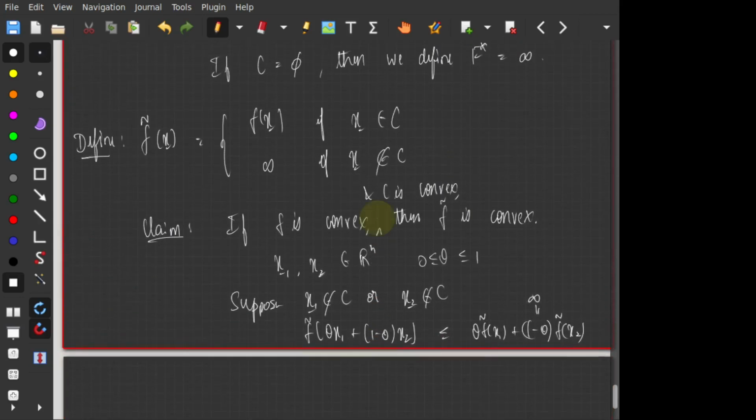Okay, so this is, at least in principle, useful because now f tilde of x is defined everywhere, and finding a minimum for f of x over the constraint set is the same as finding the minimum of f tilde of x over all of Rn. Okay, and this will be useful later on.